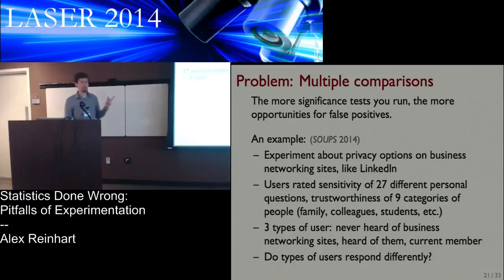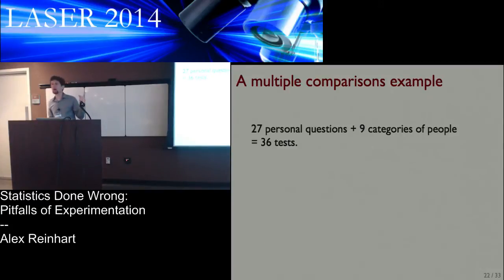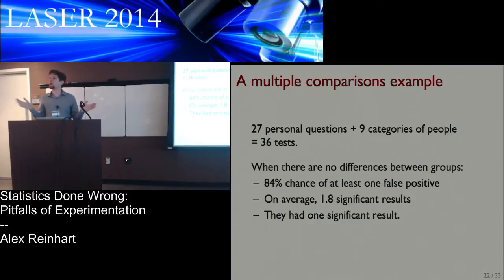So they had 27 personal questions and 9 categories of people. So they did 36 statistical hypothesis tests, 1 for every question they asked. They asked, is this question different between the 3 groups? So when you run 36 tests instead of 1, the chance of getting a false positive is no longer 5%, because you've had 36 chances at it. If there were no difference at all between the 3 groups, you'd have an 84% chance of getting at least 1 false positive. On average, you'd see about 2, because that's 5% of 36.